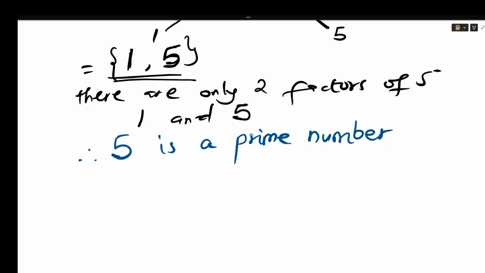You need to understand how to find the factors of that number, then you count the numbers. If it's more than 2, then we know that outrightly it's not a prime number. But if it's only 2 and it is 1 and the number itself, then we can consider it to be a prime number. Let's take a look at another example.